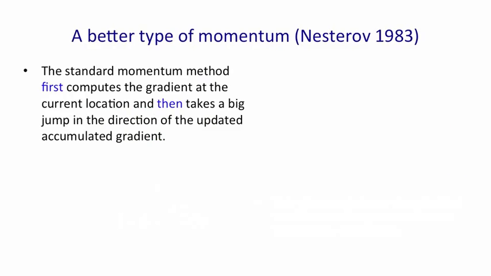Very recently, Ilya Sutskever has discovered that there's a better type of momentum. The standard momentum method works by first computing the gradient at the current location. It combines that with its stored memory of previous gradients, which is in the velocity of the ball, and then it takes a big jump in the direction of the current gradient combined with previous gradients. So that's its accumulated gradient direction.